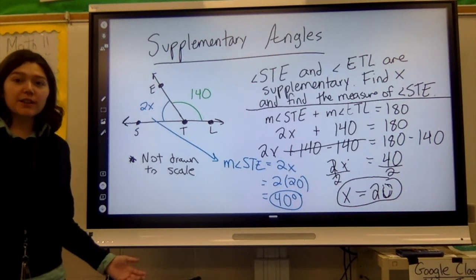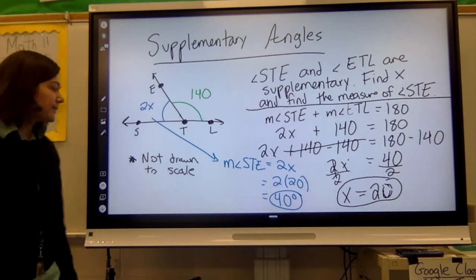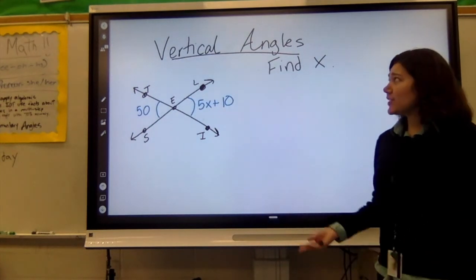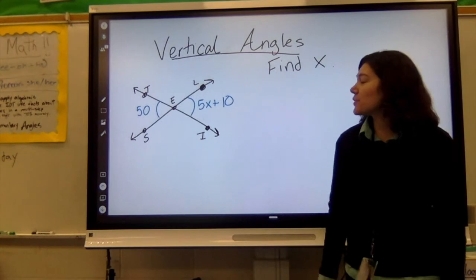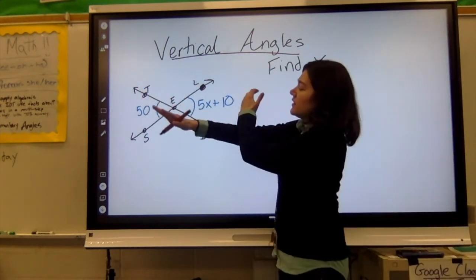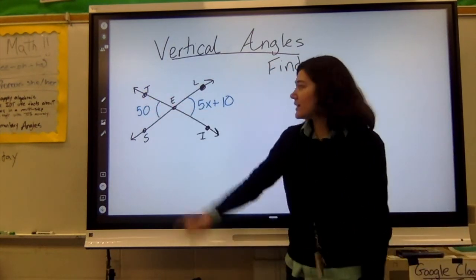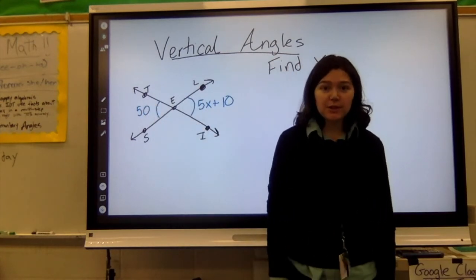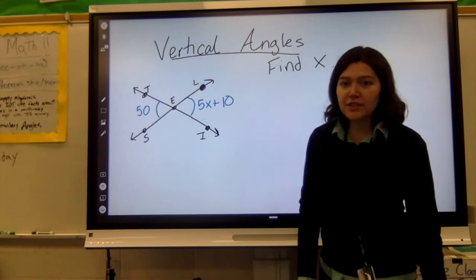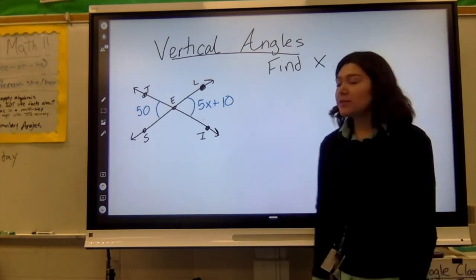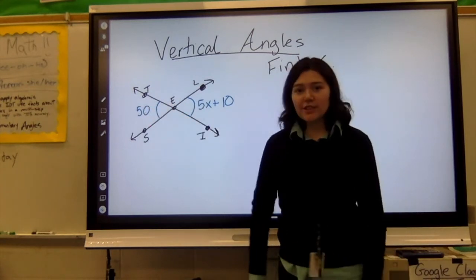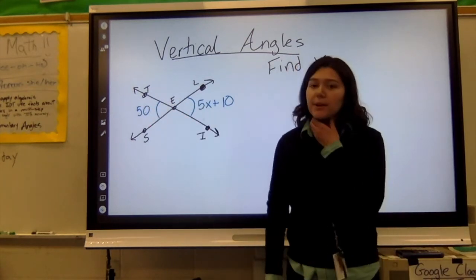And then lastly, we're going to look at one example with vertical angles. Here we're told just to find x. We can figure out that we have vertical angles because we have two intersecting lines. The angles that are across from each other have to be congruent, or have the same measure. So when we do that, that means we can set these two expressions equal to each other to solve for a missing variable x.